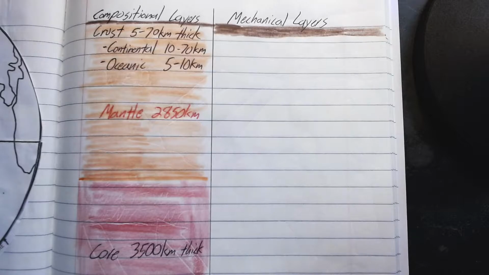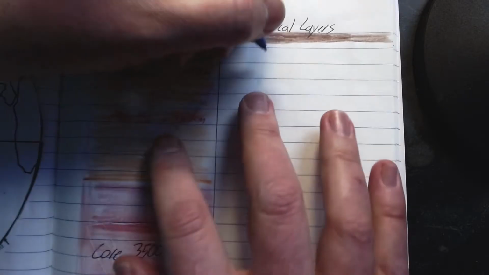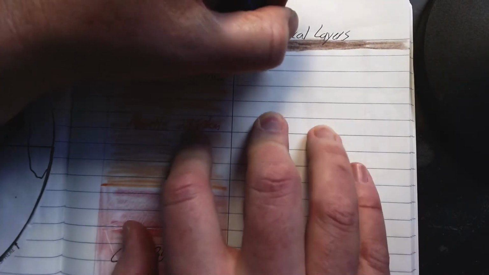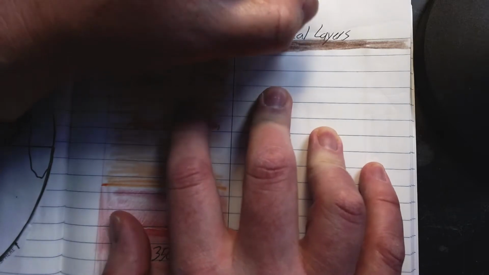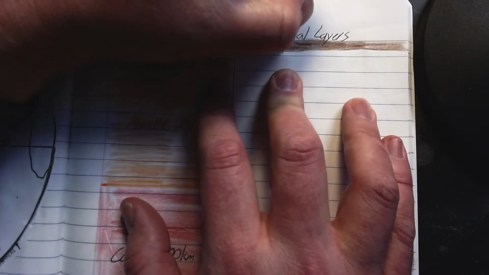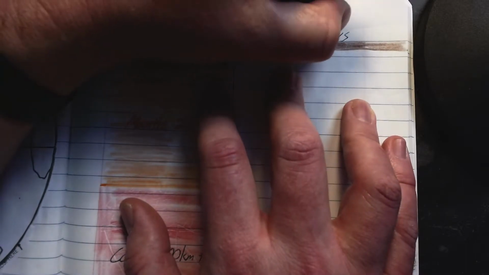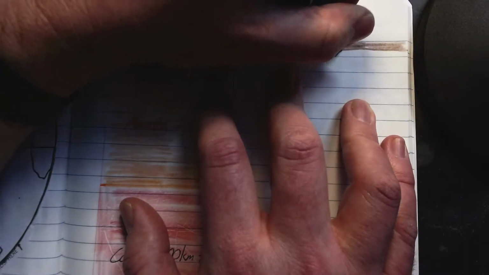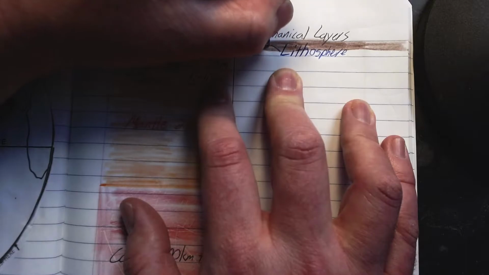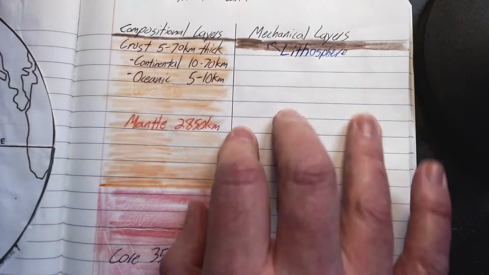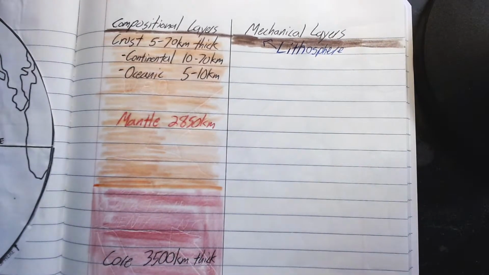Okay, so this top layer is stone. It's rock. The Latin word for rock is not stone. The Latin word for rock is litho. Oh, now it makes sense. And it's in a sphere shape. The lithosphere.